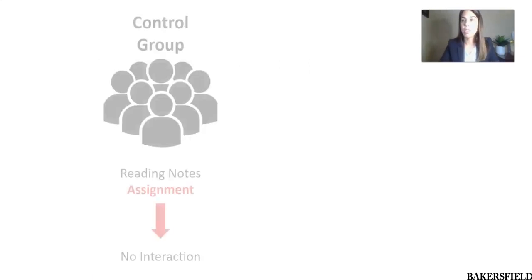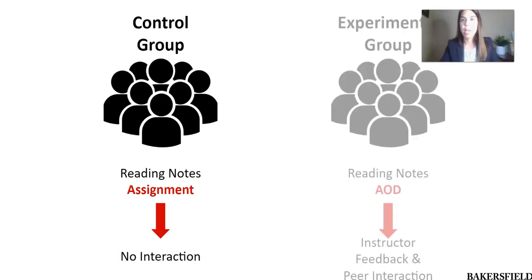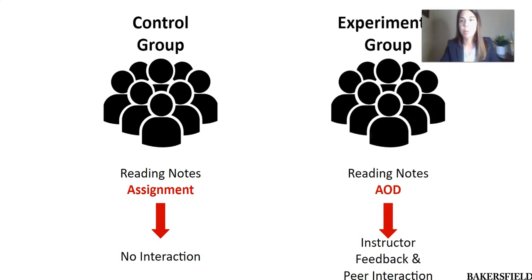I have two sections of COMM 6 Intercultural Communication that I teach this spring 2023. So I decided to treat one as my control group and keep the assignment as it was originally, as just a traditional assignment with no interaction. And for my second section, that was also randomly selected, I turned the reading notes assignment into an AOD. And students are now required to do two peer replies. So they have both instructor feedback and peer interaction.